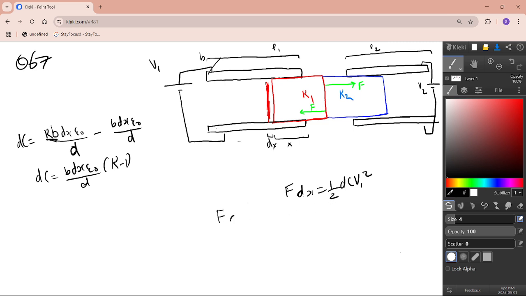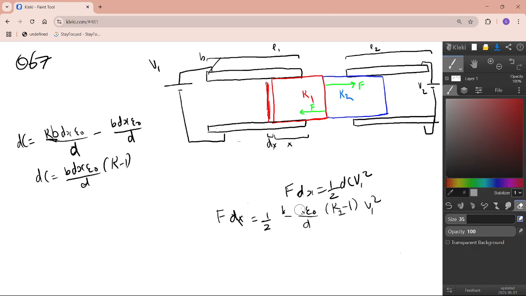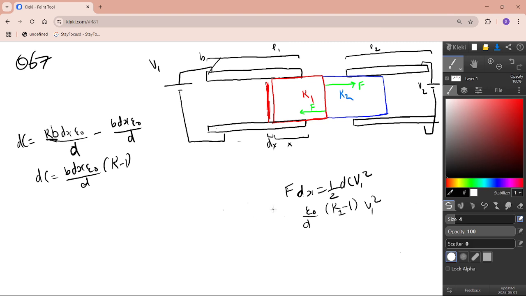So you put it here, and you do not need to differentiate or anything like that. B dx epsilon naught by d (K minus 1) V1 squared, and of course this is K1, moving here, and you cut dx by this dx. You can assume delta x if you want to be purely mathematical. So F is equal to B epsilon naught V1 squared (K minus 1) by 2d.